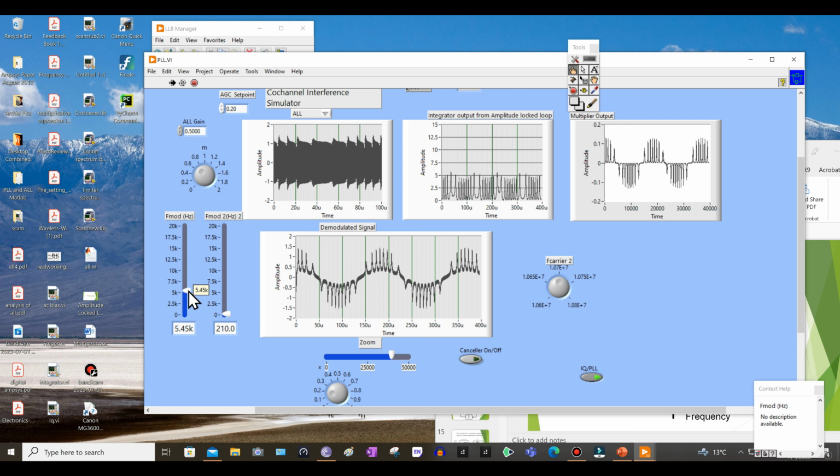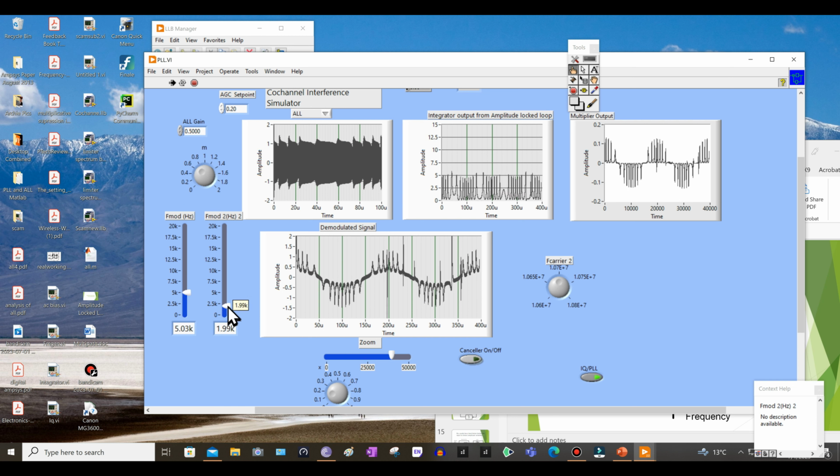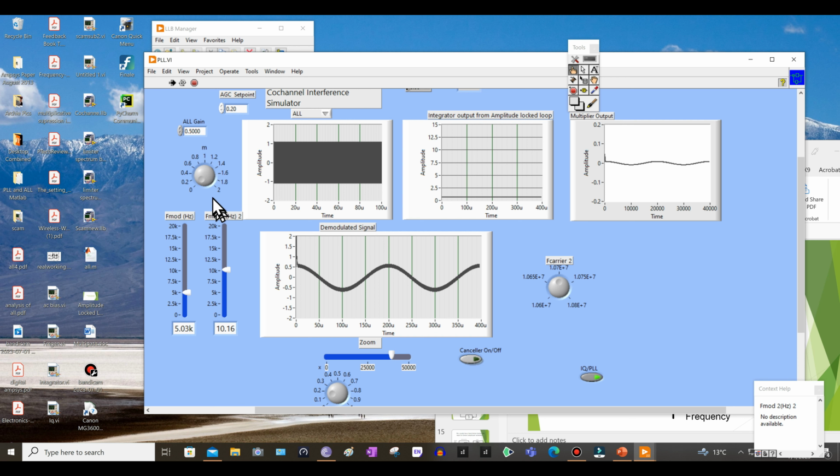one another. So here's one, I'm going to make that 5 kilohertz. Here's a second station. I'm going to bring M down to 0 to begin with. I'm going to put the second station at 10 kilohertz, and then I'm going to bring its amplitude up so it begins to interfere. Now you can see the second station.